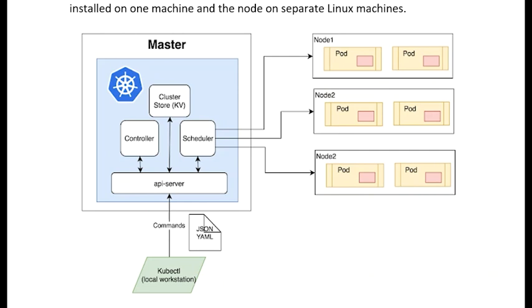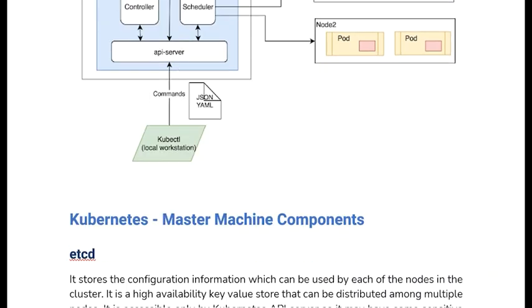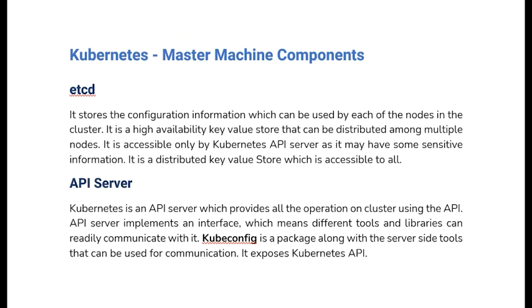They take the commands from the kubectl local workstation, as you see in this video. On this screen, they have shown the master, and the scheduler will connect to every node, and those nodes have particular pods. And now we have to understand what the Kubernetes master machine components are.